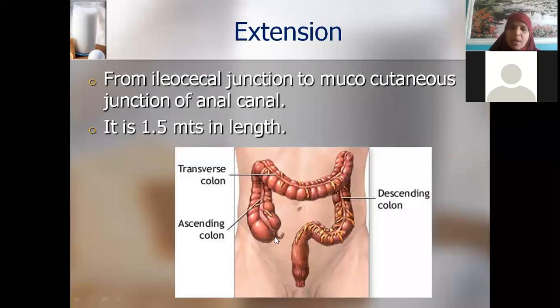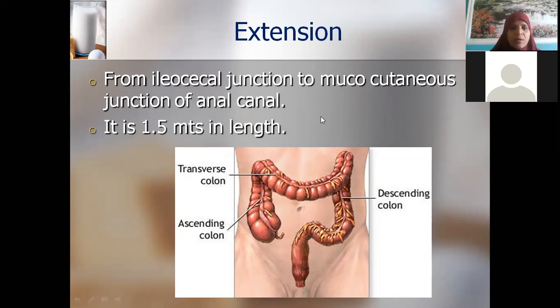So, what is the blind pouch you are seeing from the cecum here? Appendix. So the large intestine is starting from the ileocecal junction and moving as ascending colon, transverse colon, descending colon, sigmoid colon, rectum, anal canal.